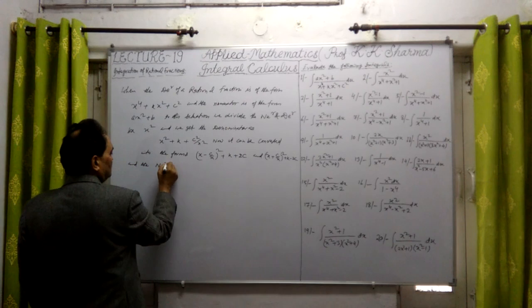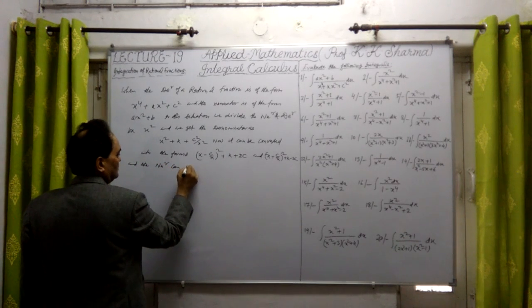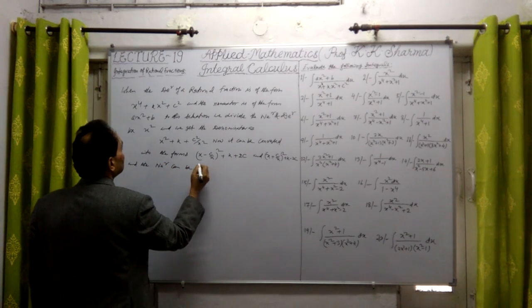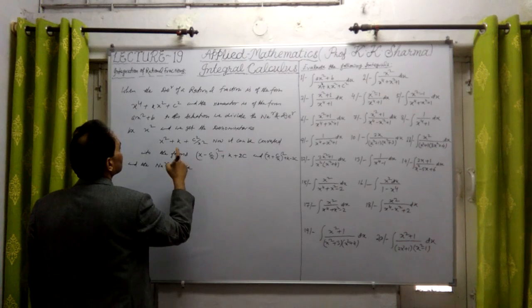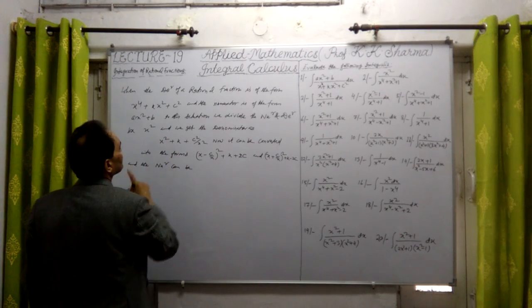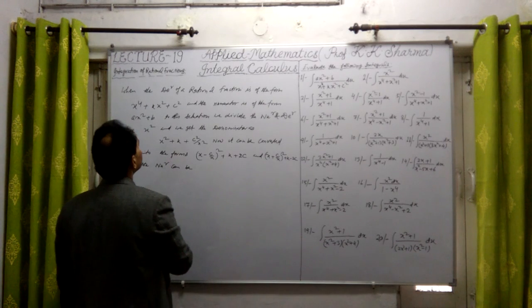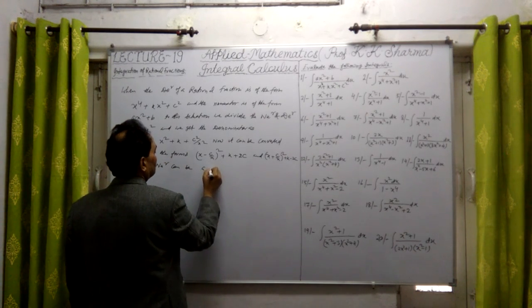And the numerator can be written as a plus b upon x square, after division.